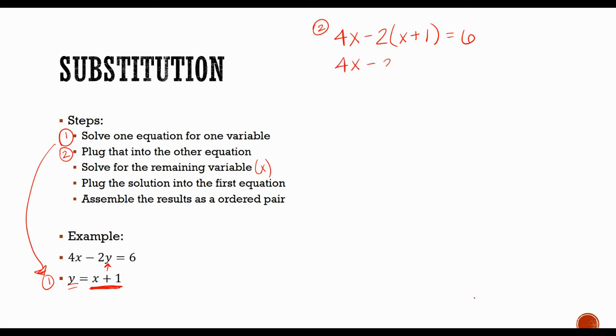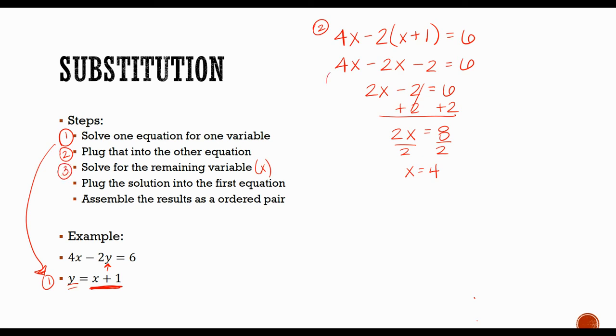So we can distribute. We can combine like terms. We can add the 2 to the other side. And our last step is always to divide. So we keep going all the way down until we've solved for that variable. So all of these steps in here are step 3 to get to x equals 4.